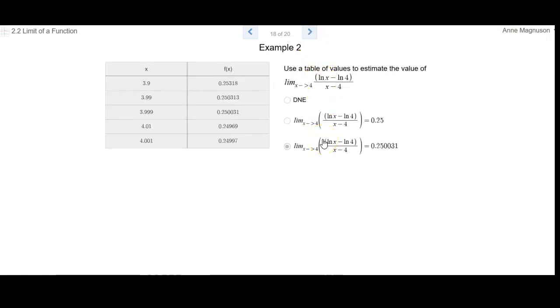Here's another example. Use a table of values to estimate this limit. You can see this is clearly not defined at 4, but if we pick values of x closer and closer to 4 from the left and from the right, you can see the y values look to be approaching 0.25.